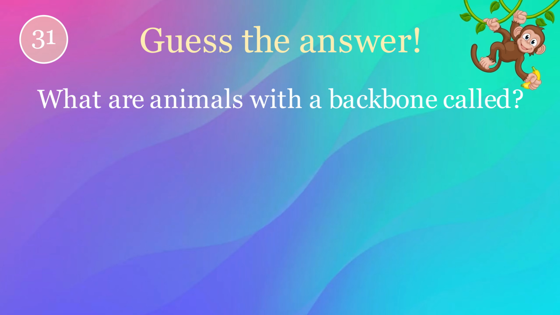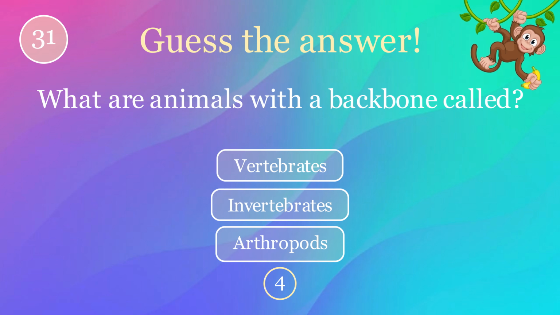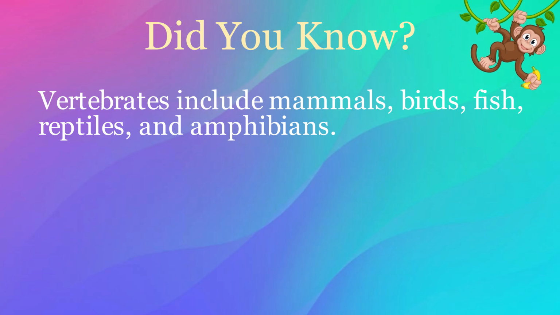What are animals with a backbone called? Vertebrates. Invertebrates. Arthropods. The correct answer is vertebrates. Here's an interesting fact. Vertebrates include mammals, birds, fish, reptiles, and amphibians.